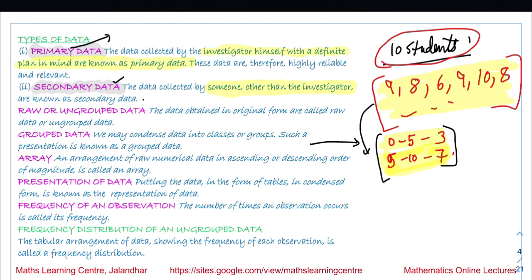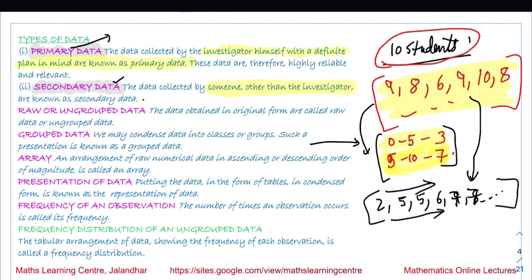Next is array. An arrangement of raw numerical data in ascending or descending order of magnitude is called an array. Suppose we are arranging the marks in ascending order and we get 2, 5, 5, 6, 6, 7, 7, like this. So we have arranged them in ascending order. This kind of representation, in which data is arranged in ascending or descending order, is called an array.